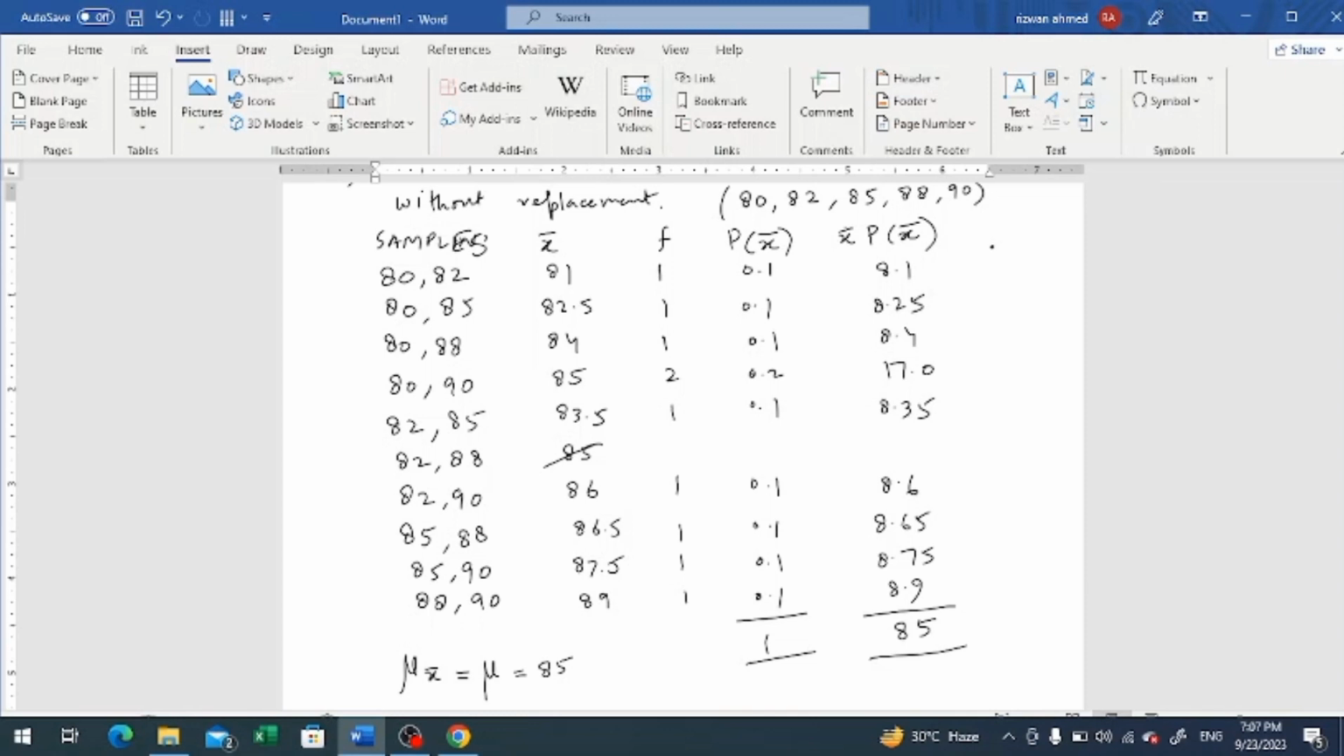Now to get the variance computed, what we need to do, we need to multiply each value of x bar squared with its associated probability.